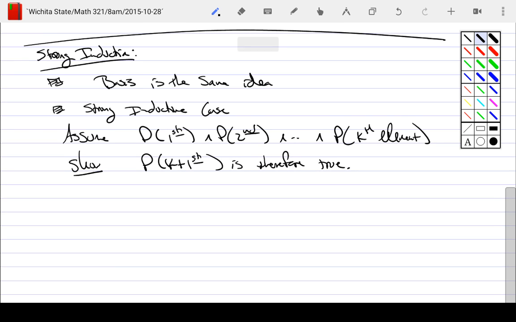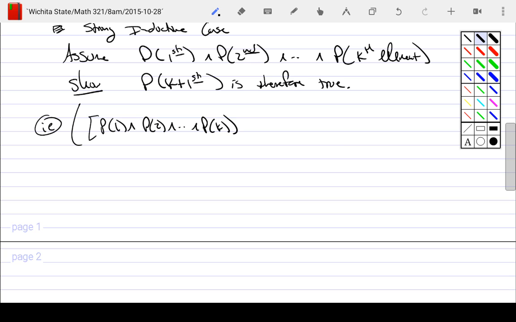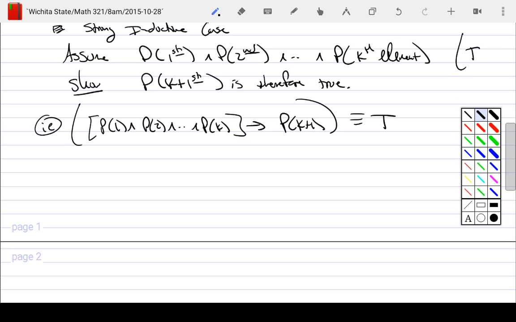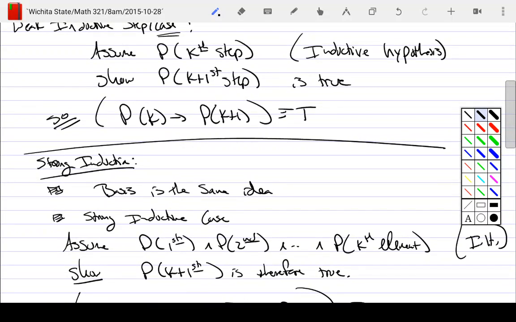In other words, what we've done is we've actually showed that p of 1 and p of 2 and everything up to p of k implies p of k plus 1 is true. So we've proved this implication if we simply assume the left. Again, the left is all the inductive hypothesis. Notice how there really is no functional difference between the strong induction versus the weak induction. The strong induction says we have all of them. The weak induction says just worry about the last. Well, obviously the weak induction is the special case of the strong induction.